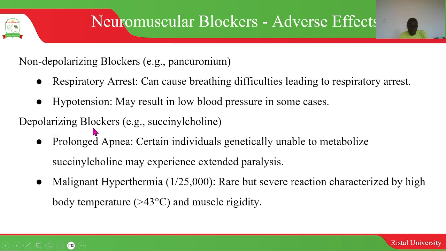Now, if we look at the depolarizing agents, the example here is what we call succinylcholine. This might cause prolonged apnea. Apnea is inability to breathe. Okay, certain individuals are genetically unable to metabolize it and may experience extended paralysis causing the prolonged apnea. Also, we have what we call malignant hyperthermia. That is a rare but severe reaction characterized by high body temperature. It causes increase in body temperature and also muscle rigidity.